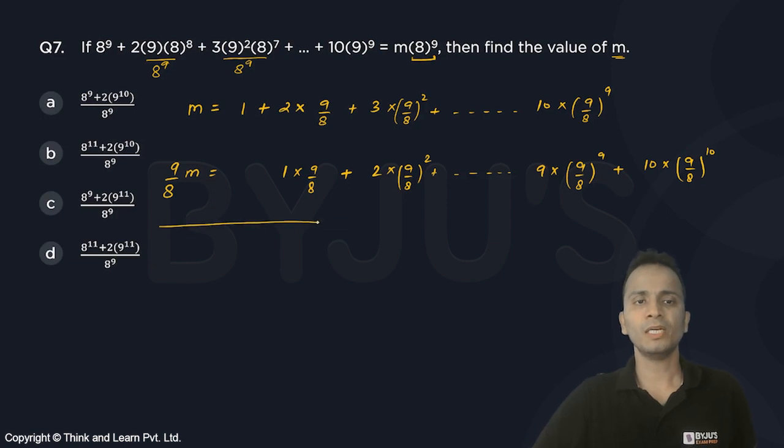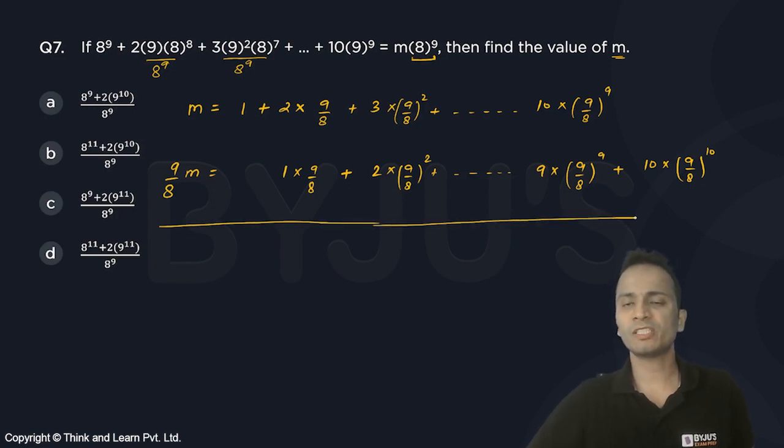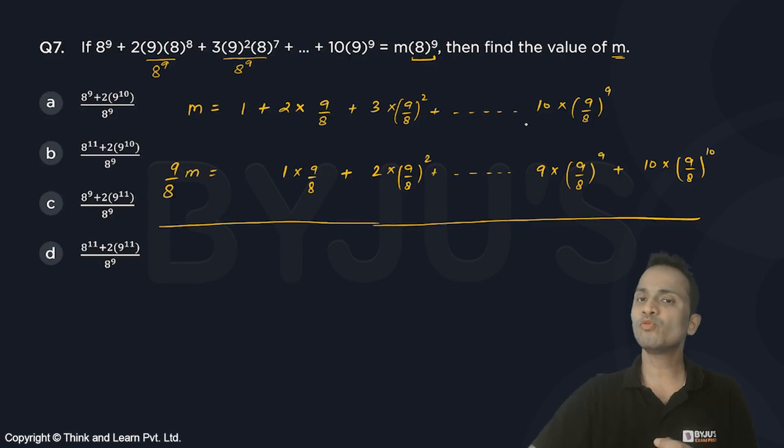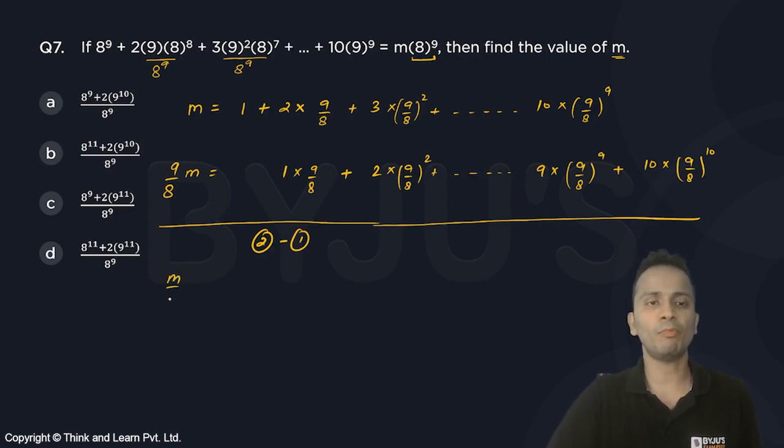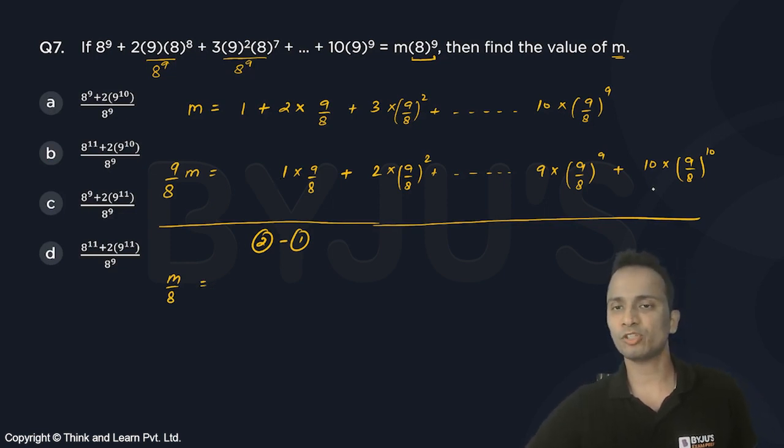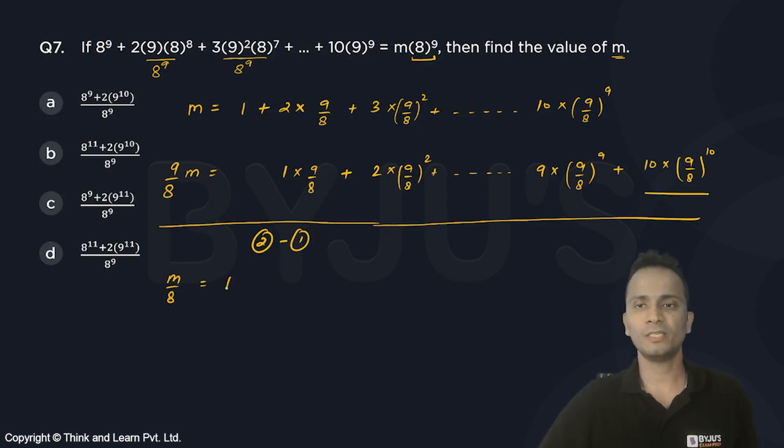Now I have two equations. I will subtract equation 2 from equation number 1, or vice versa. I can subtract equation number 1 from the second. So let's do it. Second equation minus the first equation. So 9 by 8 m minus m will be m upon 8. On the right-hand side I'll write first of all the last term, 10 into (9 by 8) whole raised to the power 10.